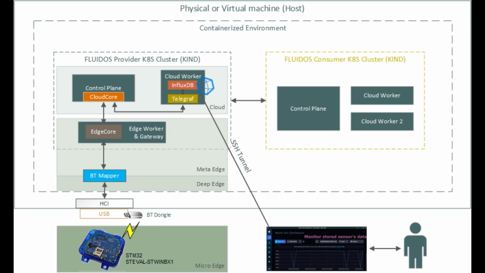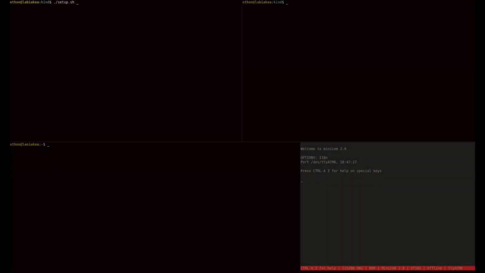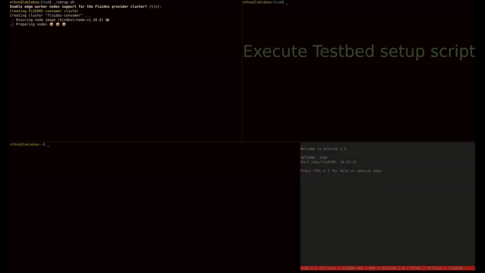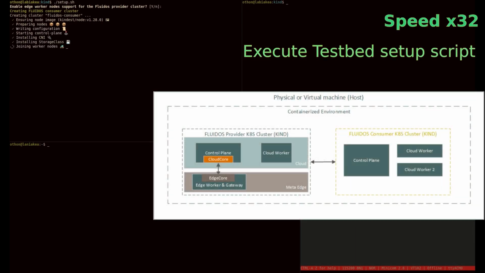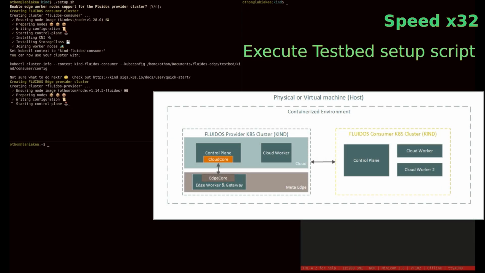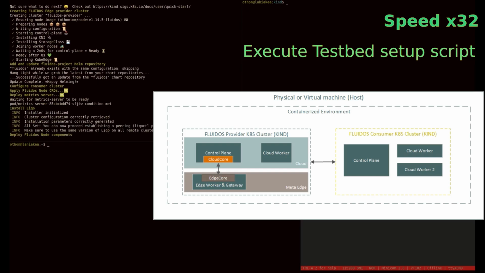After setup and configuration, you can access InfluxDB via an SSH tunnel in your web browser. We create a test bed using an automated script that employs an enhanced version of Kind to provision two clusters, a provider and a consumer. The consumer cluster includes a control plane and two workers. The provider cluster includes a control plane, one standard worker, and one edge worker.